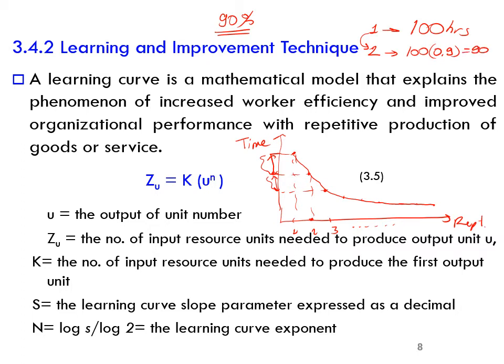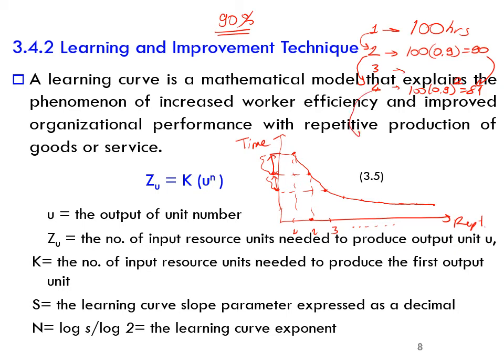Then, when we double this product, the third one, the fourth one, when we double it, again there will be a 90% reduction from this one to here. So 90 times 90%, which will be 81. But actually this 90 is equal to 100 times 0.9. So it means that it will be 100 times 0.9 to the power 2.